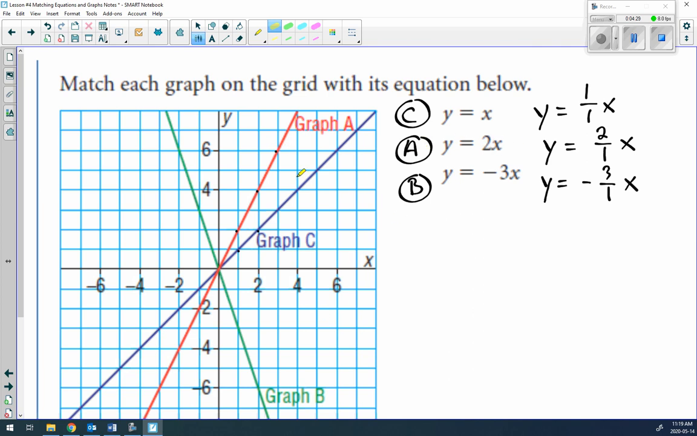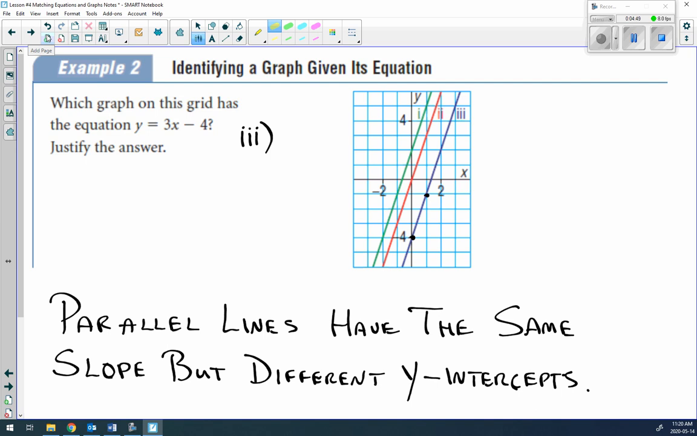By default, the blue one has to be C here. Well, let's double check. Go to the origin, up 1 over 1, up 1 over 1, up 1 over 1, yeah, slope is 1. So it's got to be C in this case. So there's multiple ways to do this. The y-intercept is all 0 in this case, so we look at the slope. Okay, next page. Let's talk about parallel lines.